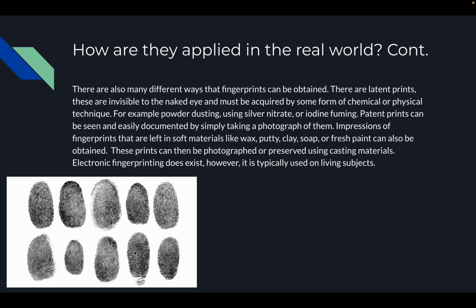Those are fingerprints that are left in, for example, blood. Another way is that sometimes there are impressions of fingerprints left in softer materials, such as wax, putty, soap, or fresh paint. These can be obtained by using casting materials, and then they can be photographed or preserved that way. And also there is electronic fingerprinting. It does exist. However, it is typically used on living subjects.